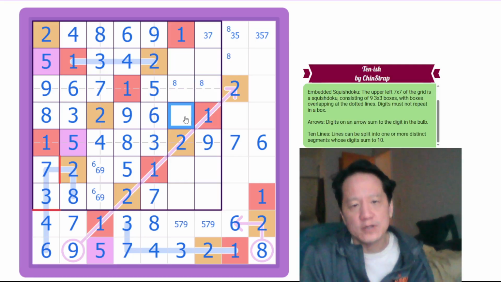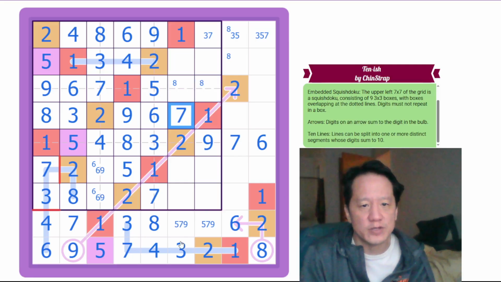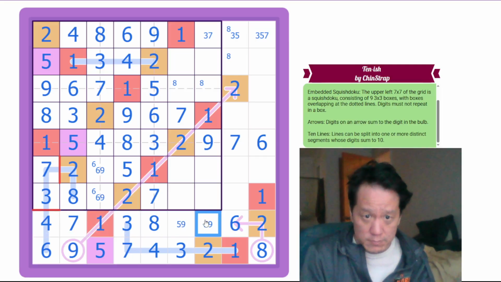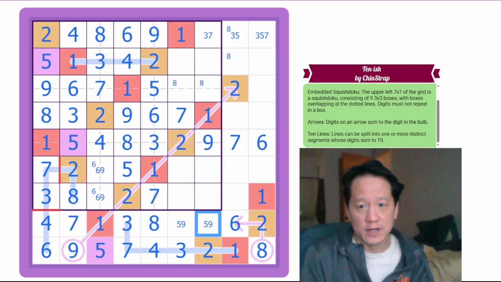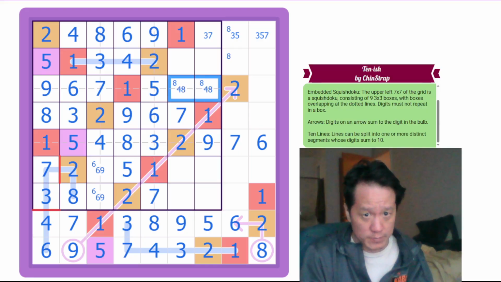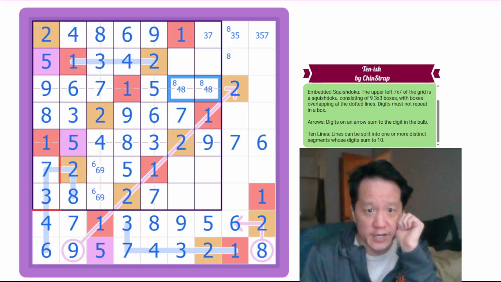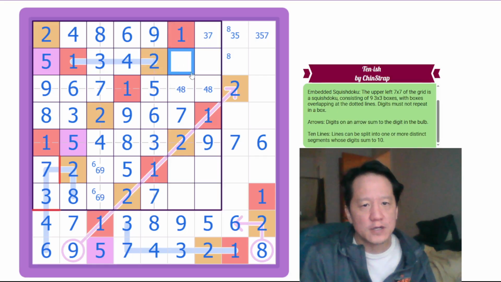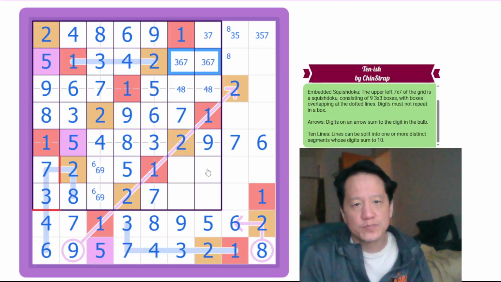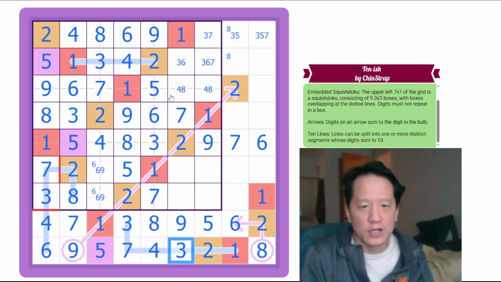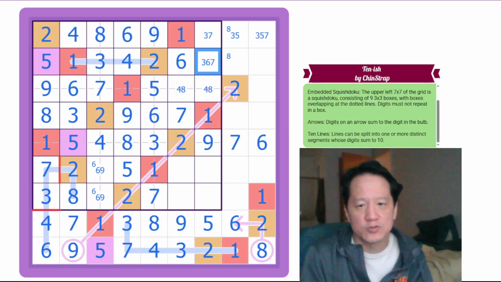And 7 cannot be either of these digits, so that forces a 7 to be there. These can't be 7 because of 7s in the row. This can't be 9 because of 9 in the column, so that's 5, that's 9. This becomes a 4, 8 pair, which eliminates 4 and 8 in the rest of the row. Therefore, the remaining digits in box 3 have to be 3, 6, and 7. This can't be 7 because of 7 in the column. Can't be 3 because of 3 in the column. So this is 6, which eliminates 6 here.